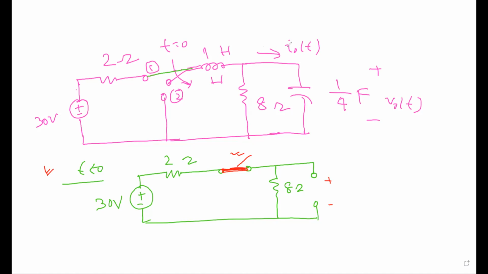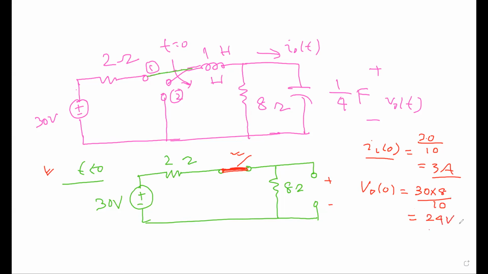So can you find your current flowing through your inductor? Let us consider this current equal to IL(0). What is the current IL(0)? Is it not equal to 30 divided by 10 equal to 3 ampere? And your V(0) equal to what? Voltage across the capacitor. Is it not 30 multiplied by 8 divided by 10, by using the simple potential divider rule? Is equal to 24 volts. Isn't it? Yes, sir.